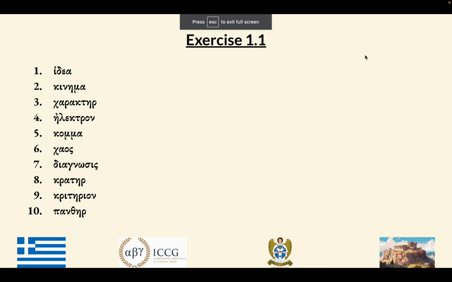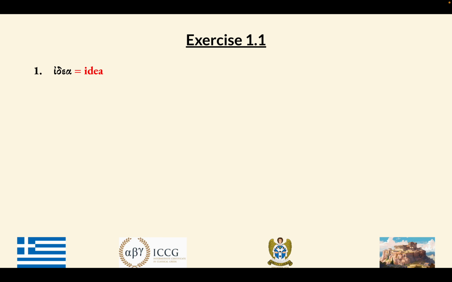Okay, so we'll start with exercise 1.1. And for the first question, you have the word idea, which is both a Greek word and now an English word. And just notice the smooth breathing above the first letter, the iota. So in Greek, if a word begins with a vowel, then you have to put a breathing above it.